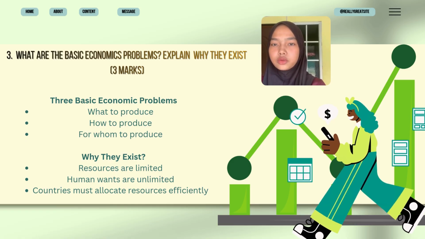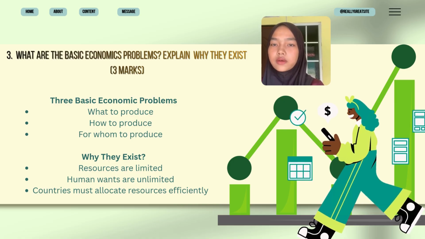This basic economic problem exists because resources are limited, while human wants are unlimited. Therefore, the government must allocate its resources carefully to achieve maximum benefit for society.